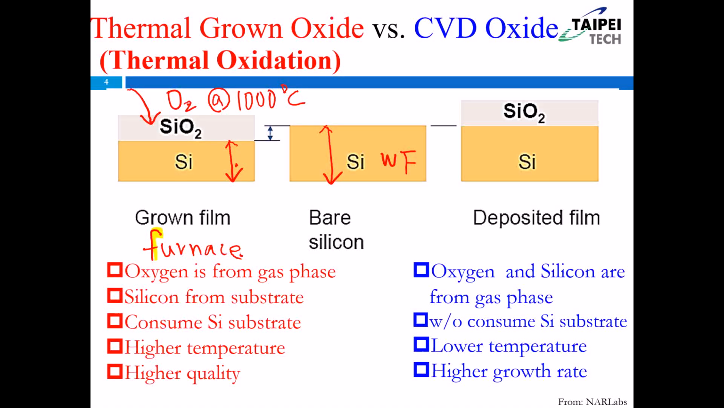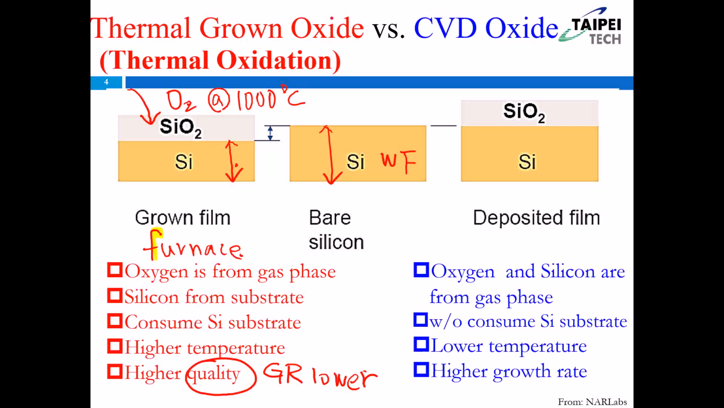So today we provide the oxygen to react with the silicon wafer, so the silicon wafer thickness is reduced, because we already grew the silicon dioxide. And this process is under high temperature, like 1,000 degrees Celsius. Usually this thermal oxide has higher quality, which is very important, and also the growth rate is lower.